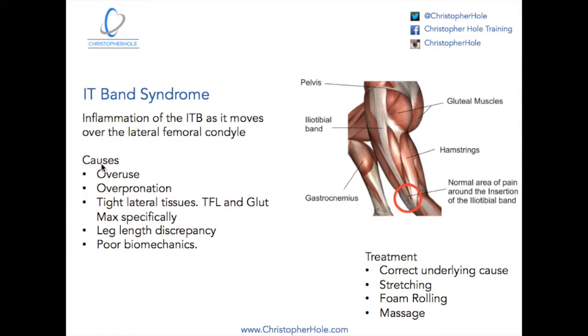But we've got potential causes. Overuse, so a repetitive type of strain. You've got overpronation, so that's your feet collapsing in, pulling your knee in with it, and then causing the IT band to move in a position that it doesn't necessarily want to move. Tight lateral tissues, the TFL and glute. So that's the muscles that join in at the top, the glute max and the TFL on the front. So loosening those off releases the pressure downstream, if you will.